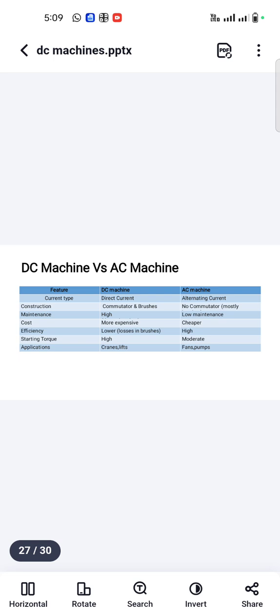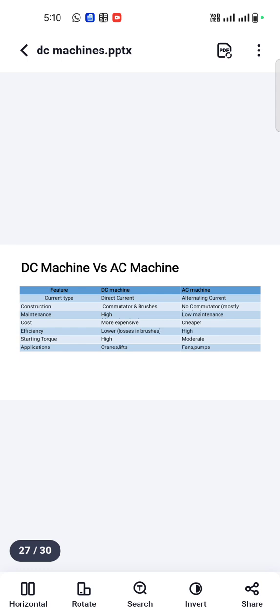Okay, then, so in DC machine we use commutator and brushes, that's why its maintenance is high. But if we use AC machine, its maintenance is low. Okay, then what about the cost? DC is more expensive, but AC is cheaper. That's why so many times we use the AC machine.